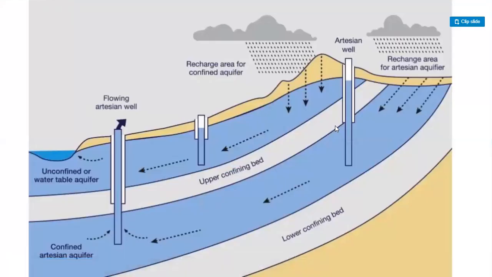So guys, here also the bedrock on the lower confining bed, confined artesian aquifer. Here recharge area for artesian aquifer. Here is artesian well and a recharge area for confined aquifer, upper confining bed and unconfined or water table aquifer. Here flowing artesian well.